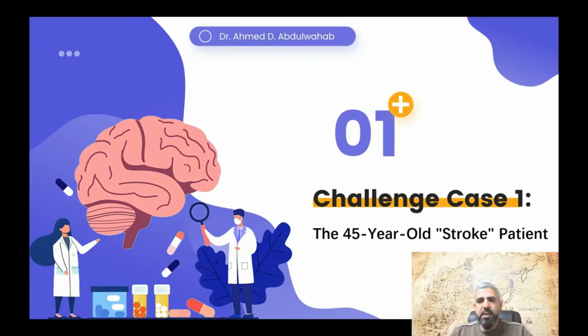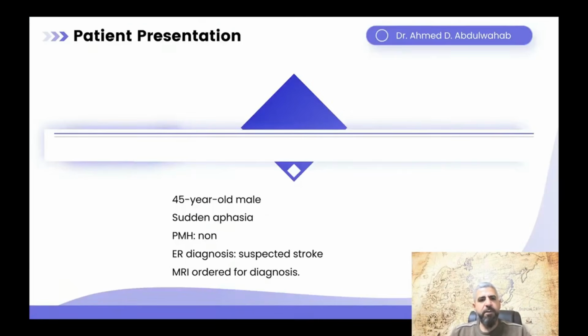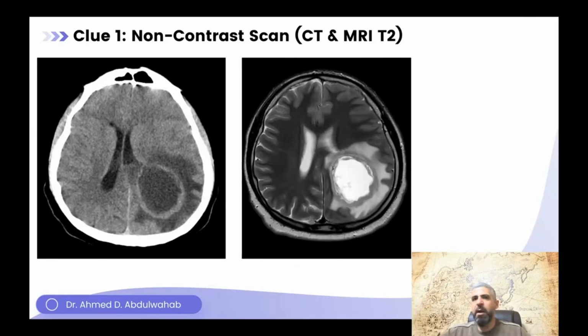The challenge case number one. This is a 45-year-old male patient. There is a sudden aphasia. He came to the emergency department. The emergency department said stroke, so they ordered MRI. What do we have? These are our first two images. We have a CT scan and an MRI.